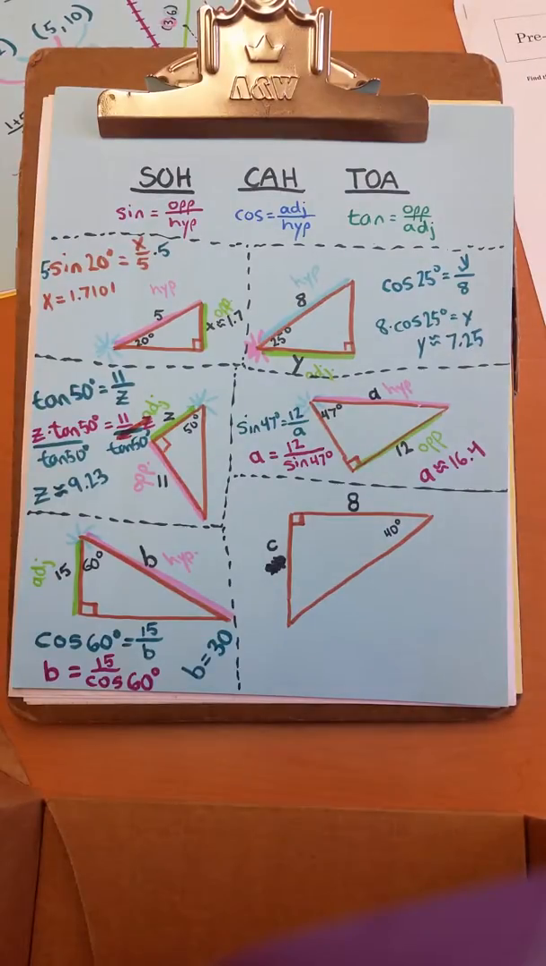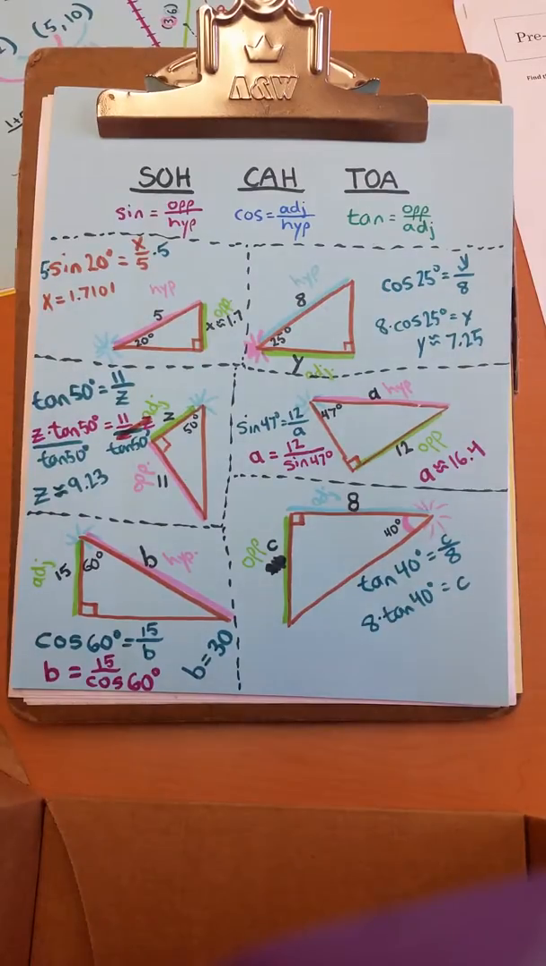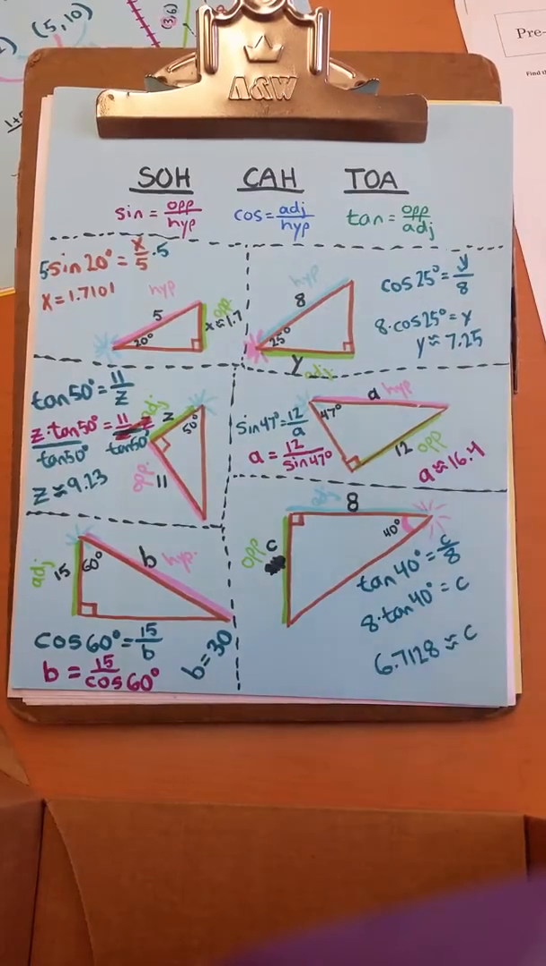In our last triangle, we're looking at this angle, so we're working with the opposite and adjacent legs. This must use tangent. Tangent is opposite over adjacent, so tangent of 40 degrees must equal c over 8. We can multiply both sides by 8 to get c alone, and so c is somewhere around 6.7128. You must use a calculator to find sine, cosine, and tangent of different angles.